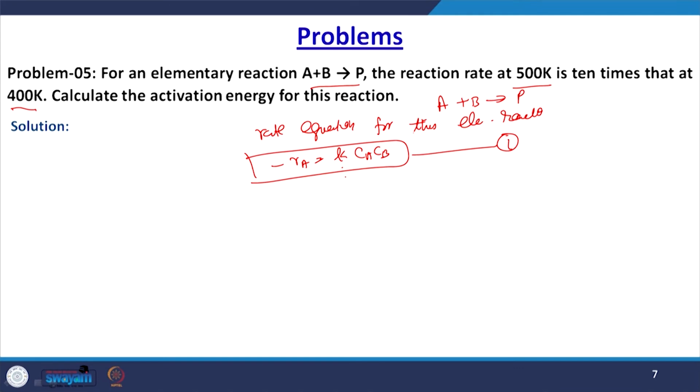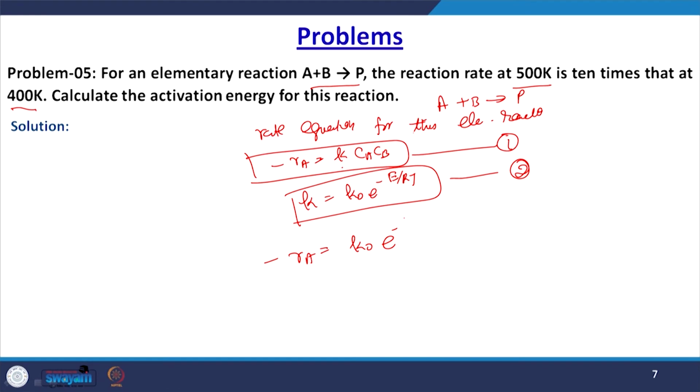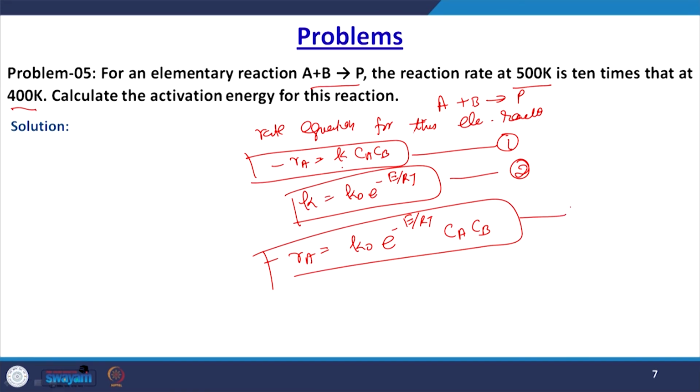Now if we write it in terms of the Arrhenius law, then it can be represented as K is equal to K naught e to the power minus E upon RT, because it is the need of the problem. Now from equations 1 and 2 we can write minus Ra is equal to K naught e to the power minus E upon RT Ca Cb. That is equation number 3.